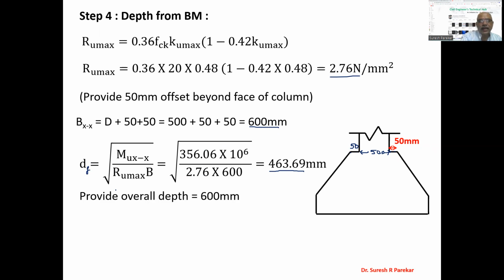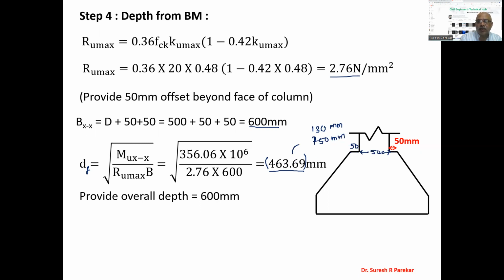So now we will provide cover, and that gives us overall depth. Now, in this case, if you go with this depth, you are not going to satisfy the check of one-way shear and two-way shear. So it is always preferable to increase the overall depth by adding 130 millimeters to 250 millimeter. This is again, sorry, 150. This is again a thumb rule, not given in any book.